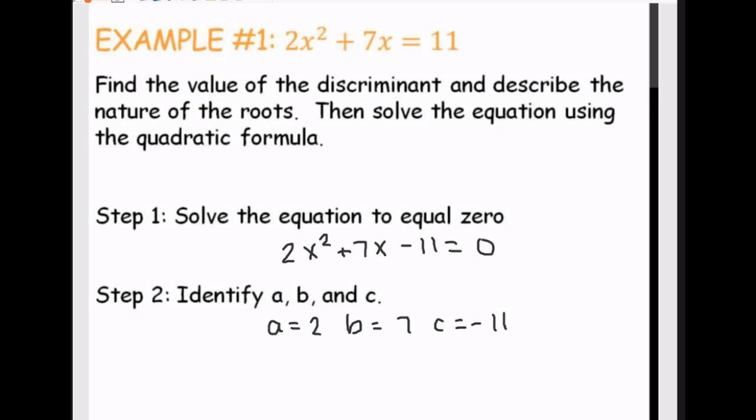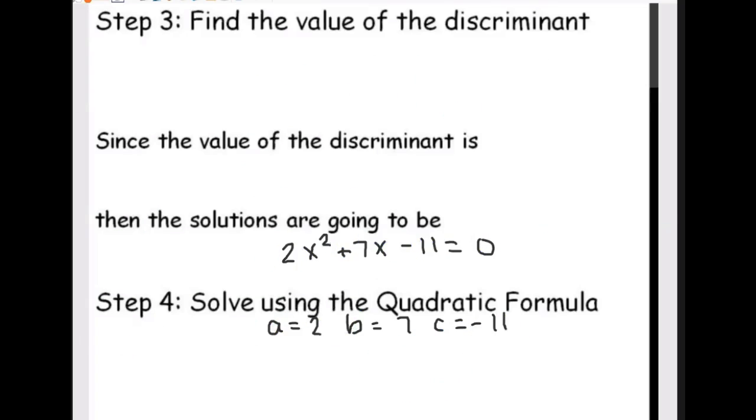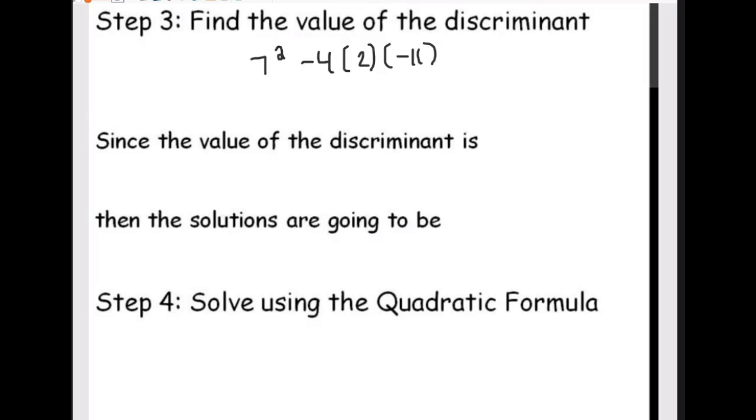And then we're going to find the value of our discriminant. So the discriminant is b squared, which is 7 squared, minus 4 times a times c. So 7 squared is 49. 4 times 2 is 8. 8 times 11 is 88. And a negative times a negative gives a positive. So 2 negatives make a positive, 3 negatives keep a negative, and 1 negative keeps a negative. So 49 plus 88 is 137.